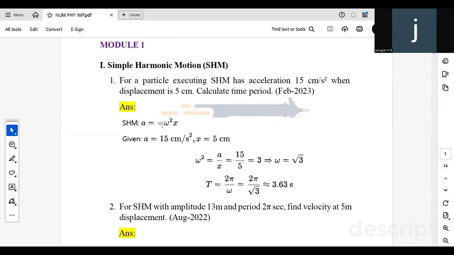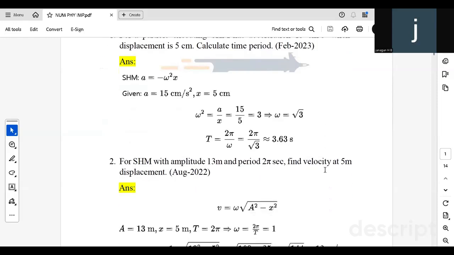We know that A is equal to minus omega square x. So A is given as 15 centimeters per second squared and x is equal to 5 centimeters. So omega square is equal to A by x. Same formula, we are rewriting it, and we get the omega value. Now we know that time period T is equal to 2 pi by omega. So substituting omega as root 3, we get our answer, 3.63.